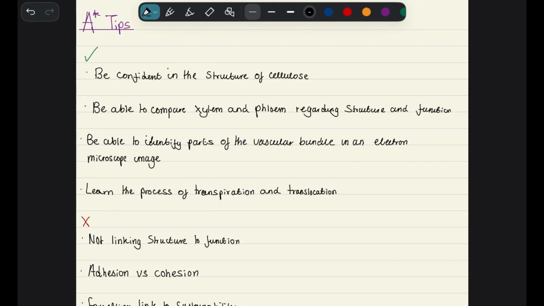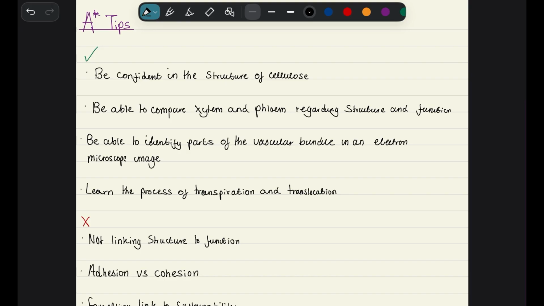Okay, let's round this up with the A-star tips. So first things first, be very confident in the structure of cellulose, because polymers and your biological molecules are going to come up all throughout your exam. Yeah, so just make sure you're very, very confident in how to draw a basic glycosidic bond, etc., etc. Cool. Xylem and phloem, although we didn't do a direct comparison table in this video, I think you should just make one. Make sure you're very comfortable comparing the two, because again, it's a question that they can very easily ask in the exam.